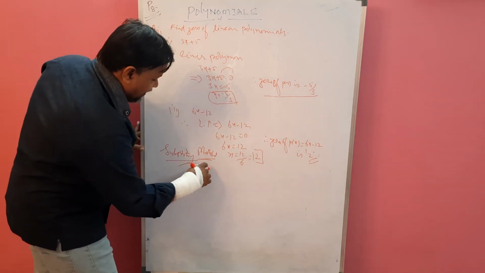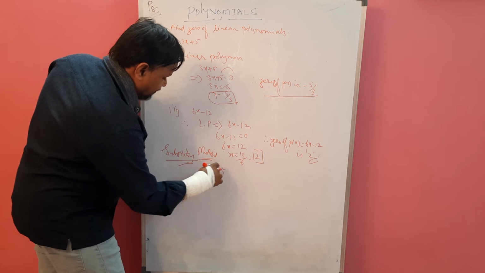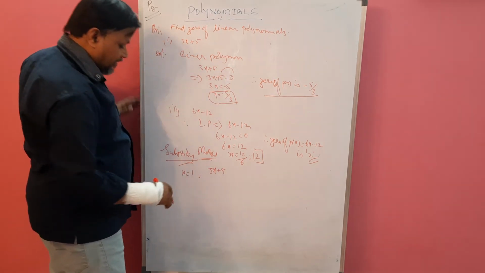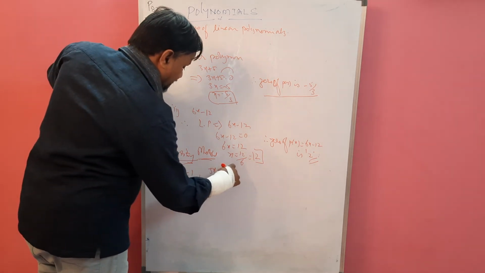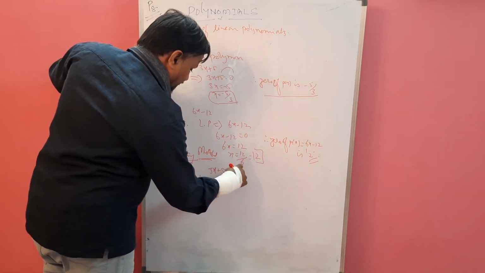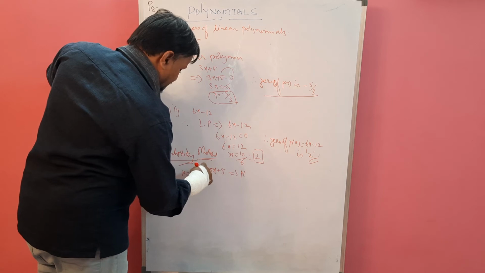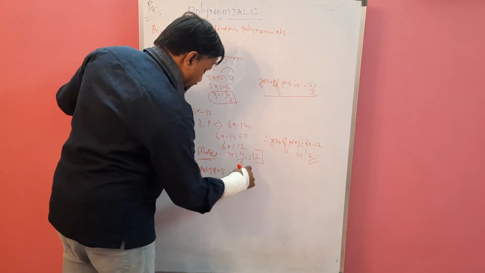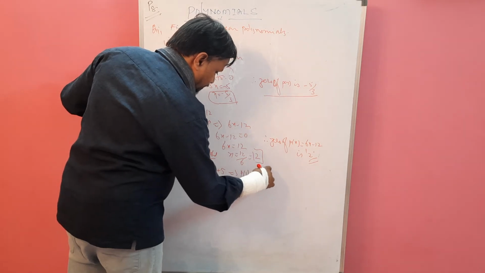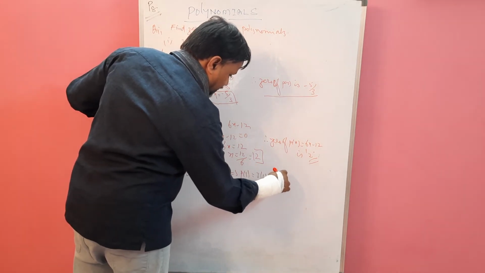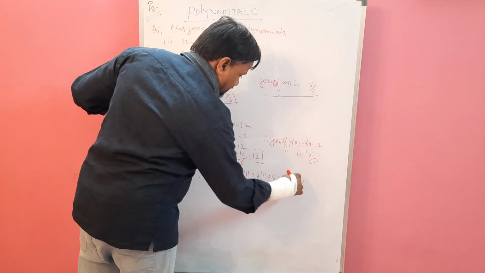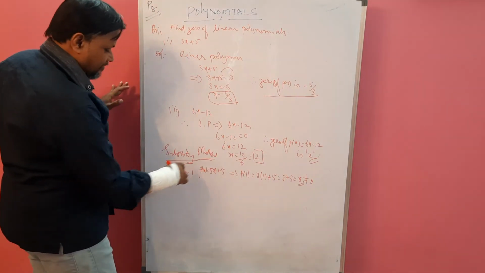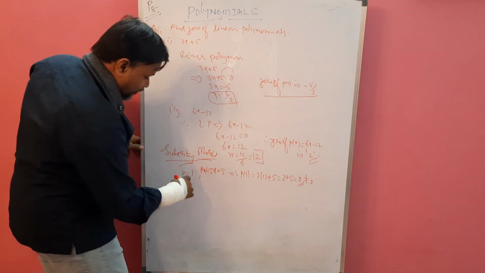Here see, this 3x plus 5 is there. Now we are supposing x equal to 1. So what we are getting here, let it be p(x), p(1) equal to 3 into 1 plus 5. This is 3 plus 5, 8. So this is not equal to 0. So this is not a 0 of the polynomial.